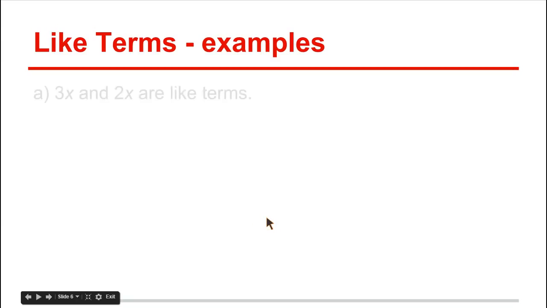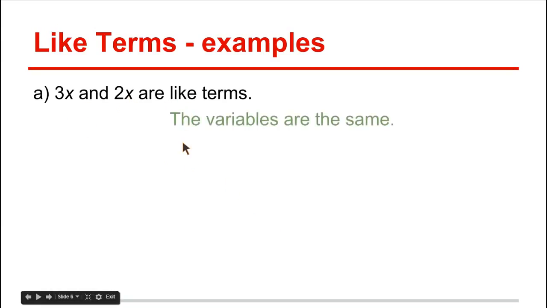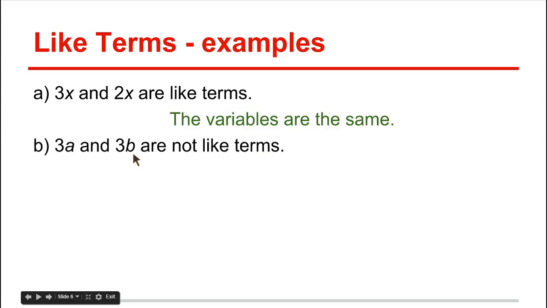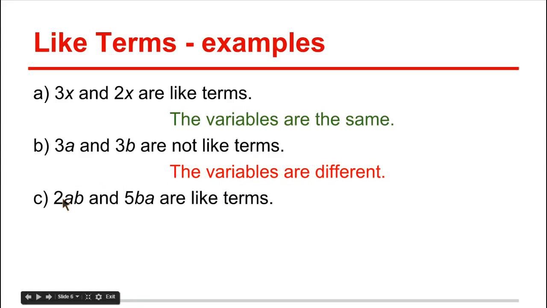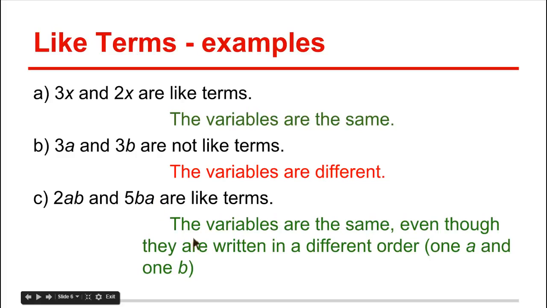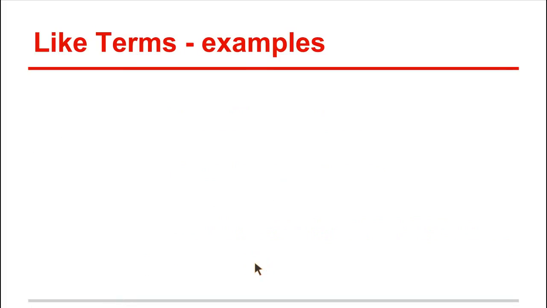So let's look at some examples. 3x and 2y are not like terms because the variables are different. 3a and 3b are not like terms because the variables are different. 2ab and 5ba are like terms because the variables are the same even though they are written in a different order.